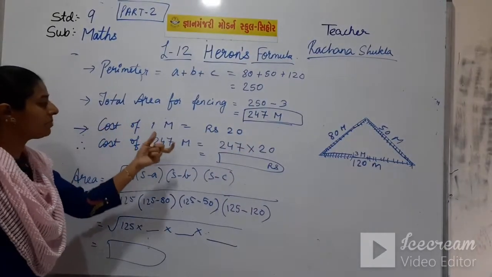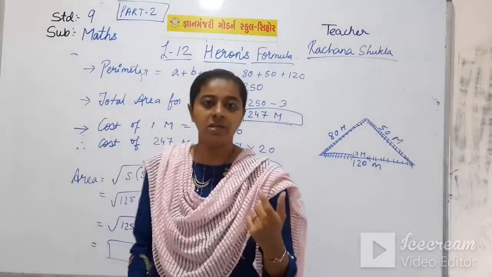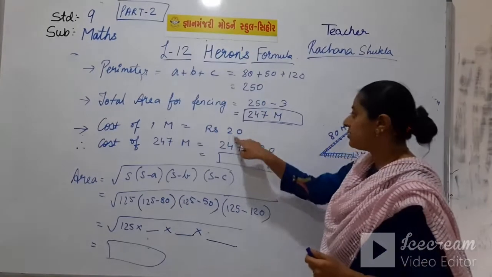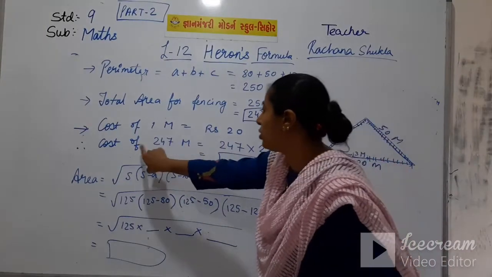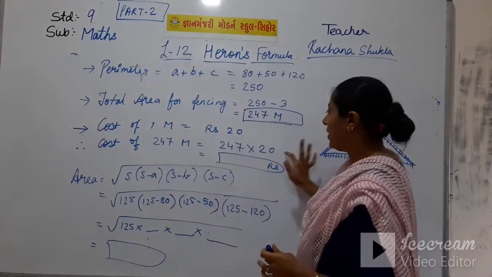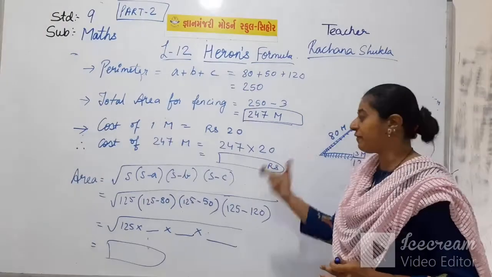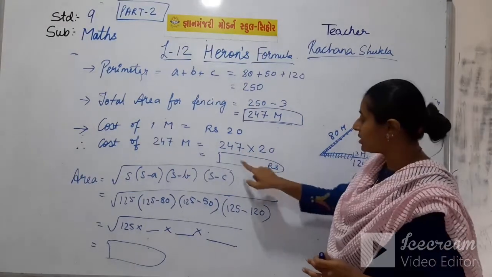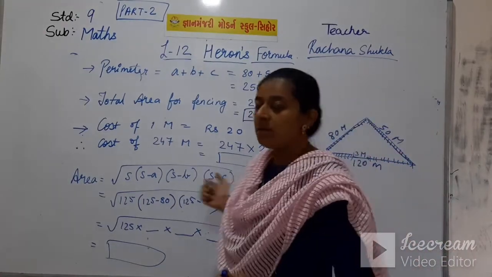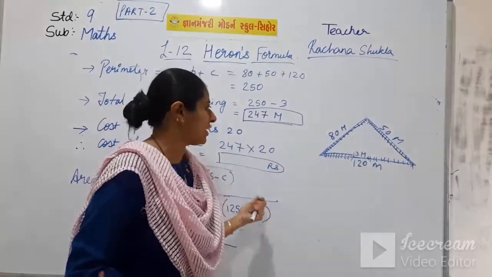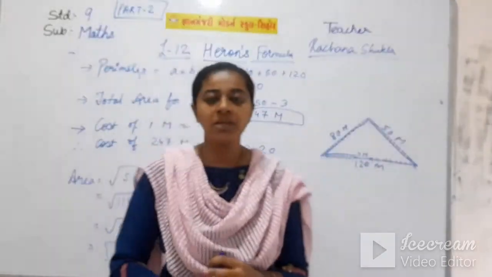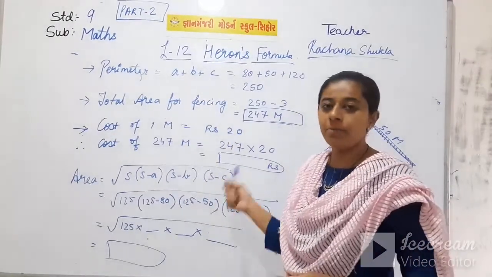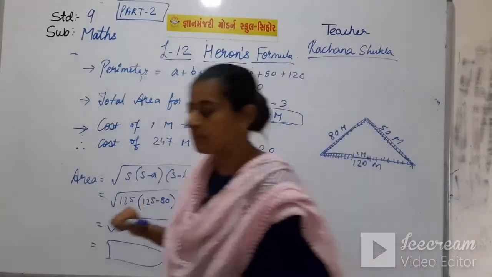Then the cost of 1 meter. The cost of fencing is given in your question itself and that is 20 rupees, sorry. So 247 into 20, because our total length to be fenced is 247. Multiply by 20 and you will get your answer. This was example 2 of your textbook. Now we will see example 3. Meanwhile, you can copy this sum in your example book with the figure.